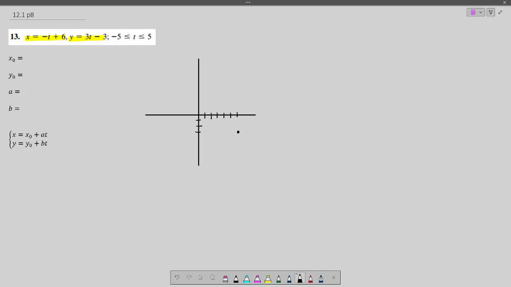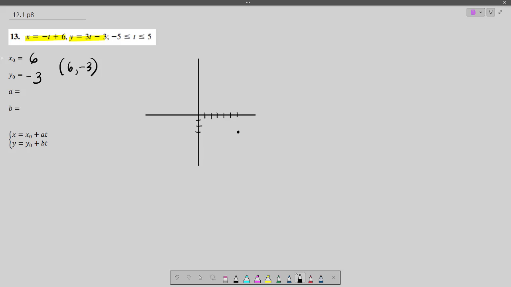So x naught is 6. x naught comes from the x equation, and it's the constant in the x equation. Usually when we have a subscript on an x or a y, it means a constant value. So we're thinking of that constant value as being 6. The y constant value, y sub 0, is -3. So that means 6 comma -3 is on the line.